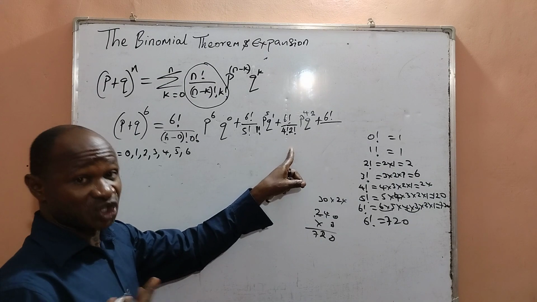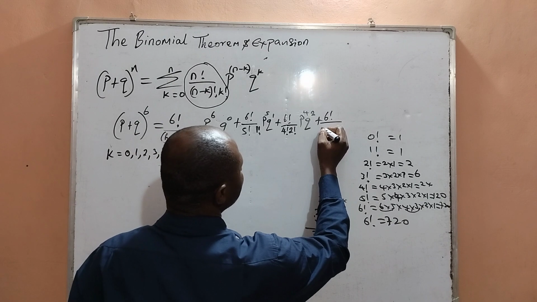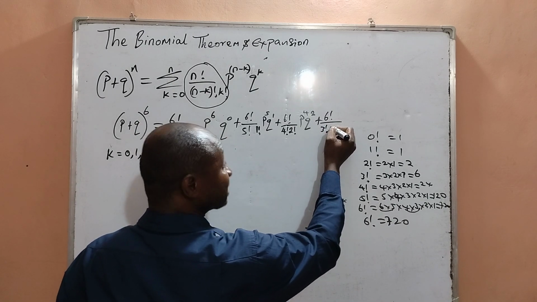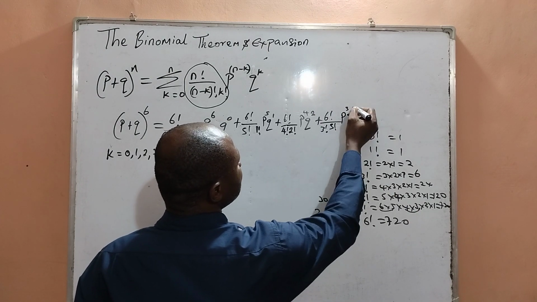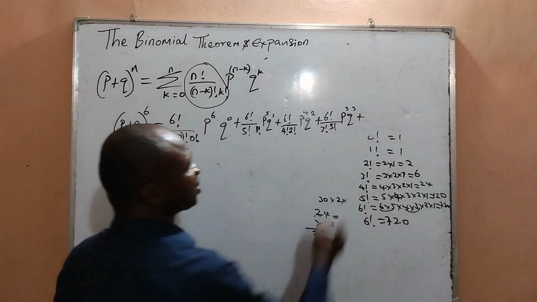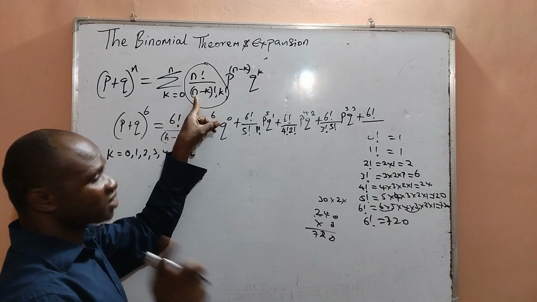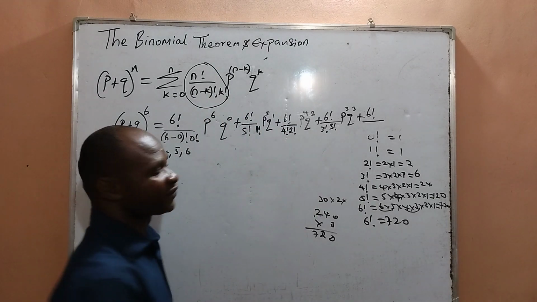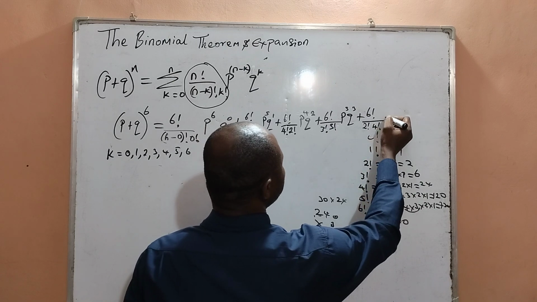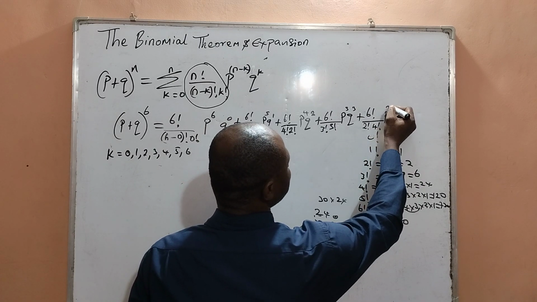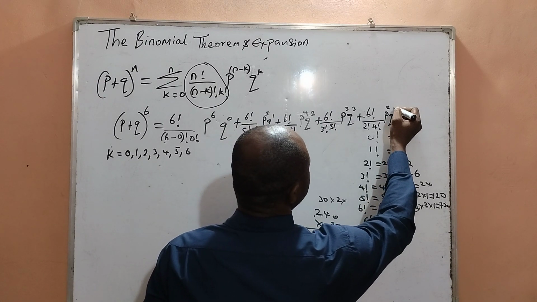This time around k is equal to 3. So I have 6 minus 3, which is going to give me 3 factorial, then k is 3 factorial. Then I have p raised to the power 3, q raised to the power 3. Next I have 6 factorial all over, n is 6 and k is 4. So 6 minus 4 will give me 2 factorial and then 4 factorial, and I have p raised to the power 2, then q raised to the power 4.